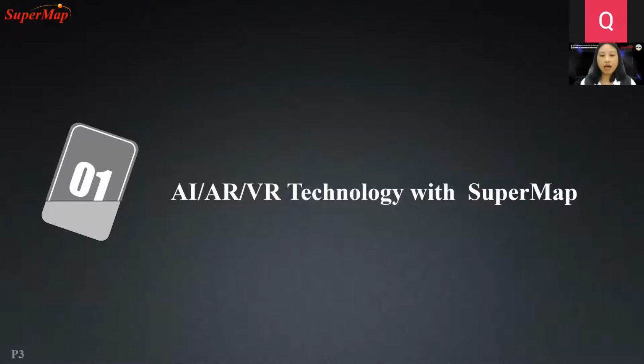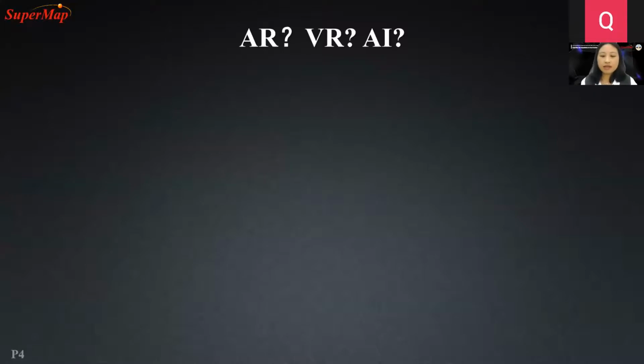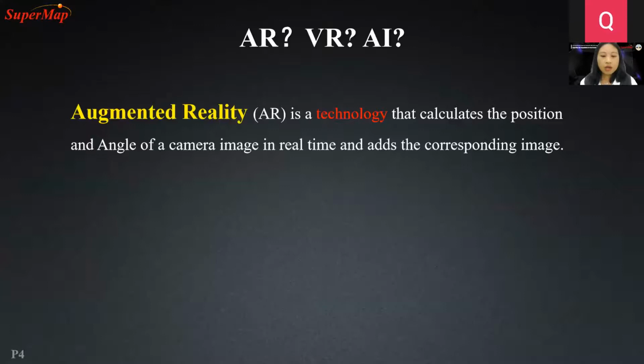In this part, I'd like to talk about what is AR, what is VR, and what is AI, and what are their values. So let's firstly take a look at the definitions of AR, VR, and AI. Firstly, the AR. The AR is what we call augmented reality. It is a technology that calculates the positions and angles of a camera image in real time and adds the corresponding image.